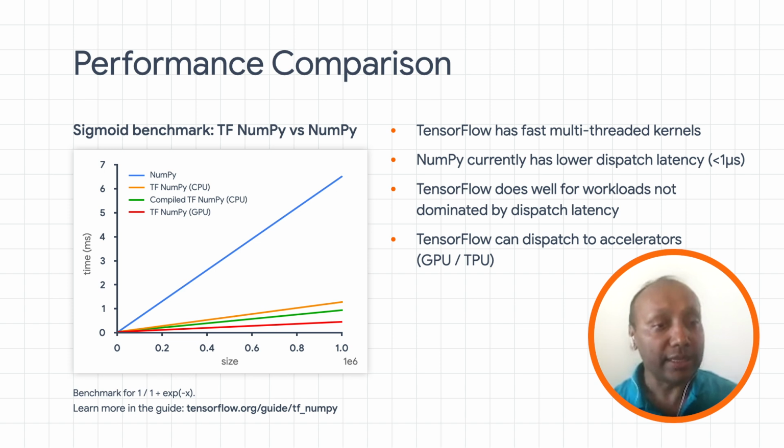If you look at these lines, on the left-hand side of the plot, you can see that the times are pretty similar. In fact, NumPy might be running a little faster for very small input sizes. This happens because today NumPy's dispatch latency is much lower, of the order of 1 microsecond. So if your benchmark is dominated by dispatch latency, NumPy does a much better job today.